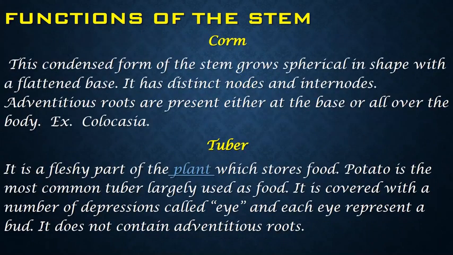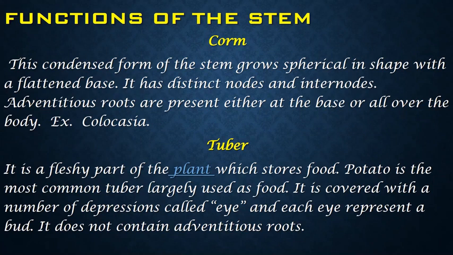Corm. This condensed form of the stem grows spherical in shape with a flattened base. It has distinct nodes and internodes. Adventitious roots are present either at the base or all over the body. A common example is colocasia.